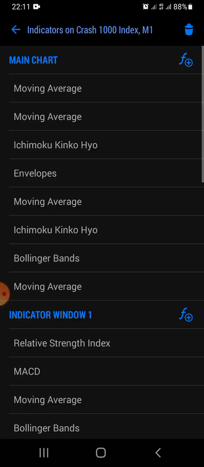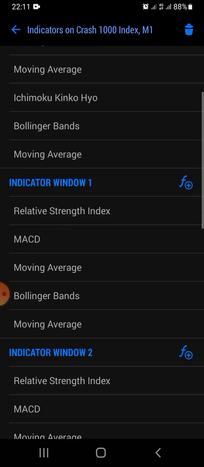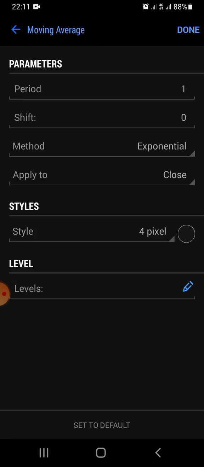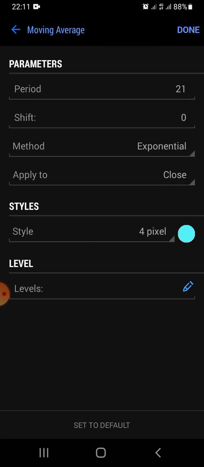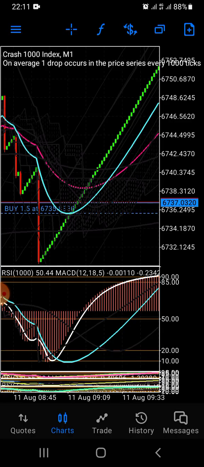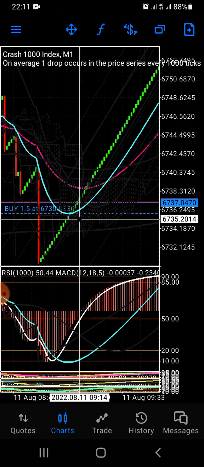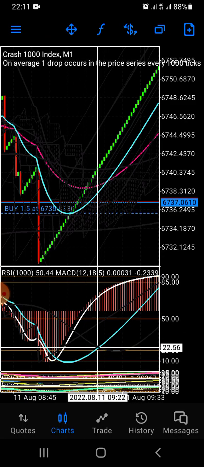So also in that same RSI, you have your moving average, not that one. Moving average 21, shift is 0. Method is exponential. Apply to close. 4 pixel. I choose this light blue color. You click done, and that is this line here.